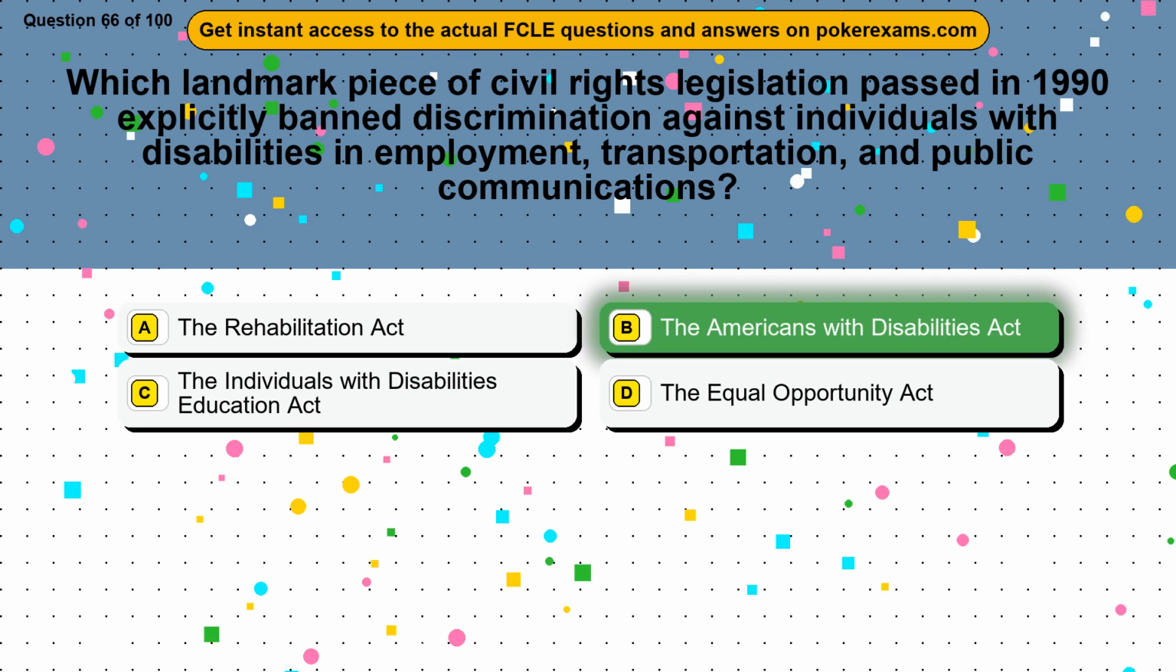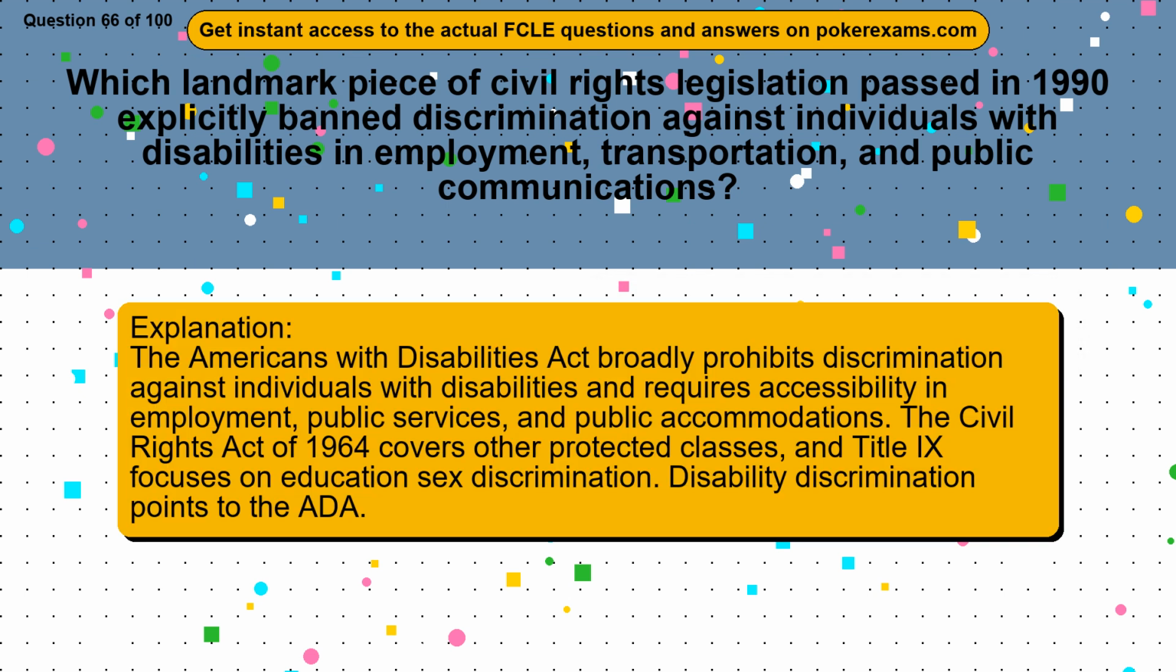The correct answer is option B, the Americans with Disabilities Act. The Americans with Disabilities Act broadly prohibits discrimination against individuals with disabilities and requires accessibility in employment, public services, and public accommodations. The Civil Rights Act of 1964 covers other protected classes, and Title IX focuses on education sex discrimination. Disability discrimination points to the ADA.